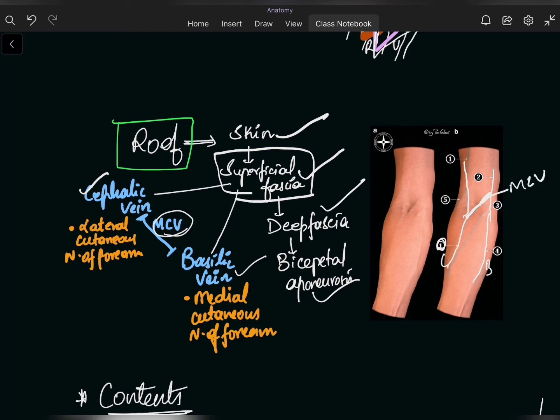Now, along with the cephalic vein, there is the lateral cutaneous nerve of forearm running along with it. This is the lateral cutaneous nerve of forearm running along with the cephalic vein, and this is the medial cutaneous nerve of forearm running along with the basilic vein. Got it? Cephalic vein, along with it lateral cutaneous nerve of forearm. Basilic vein, along with it medial cutaneous nerve of forearm. Interconnecting cephalic and basilic is the medial cubital vein. What is its importance? I'll say in a few minutes.